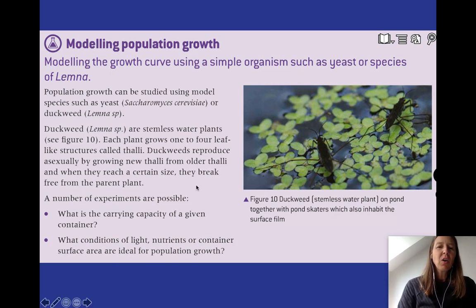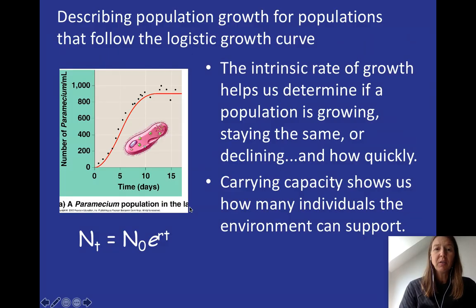Okay. So even if you don't do the lab, you need to be able to talk about how you could use a sample organism to determine the growth rate, how quickly you can model it, how quickly it's growing, and then the carrying capacity.